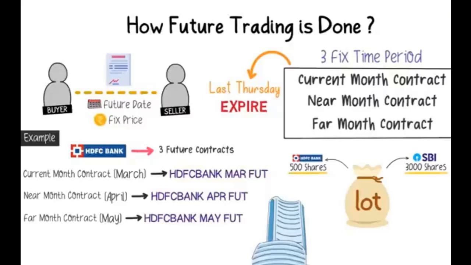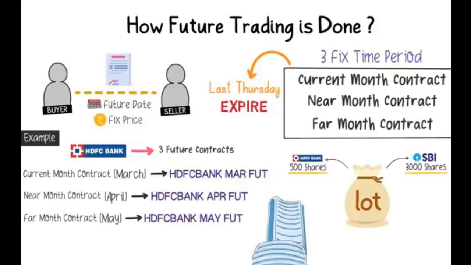So here they have given the example of HDFC Bank. At that time they were in March, so the March contract is the current month contract. Symbolically it is shown as HDFC Bank MAR FUT. And for April, HDFC Bank APR FUT. And for May, which is the far month contract, HDFC Bank MAY FUT.